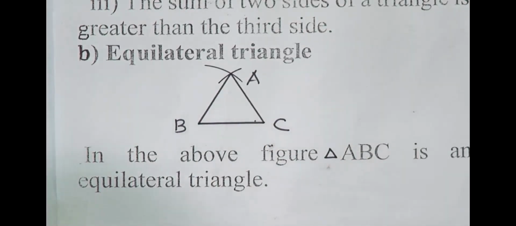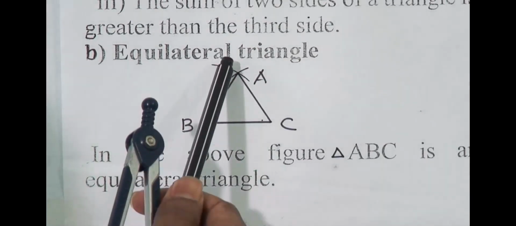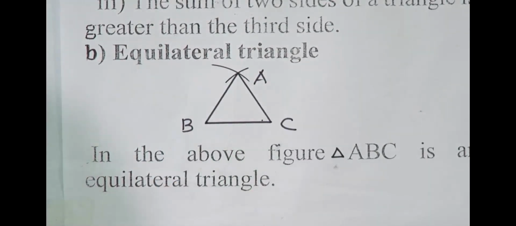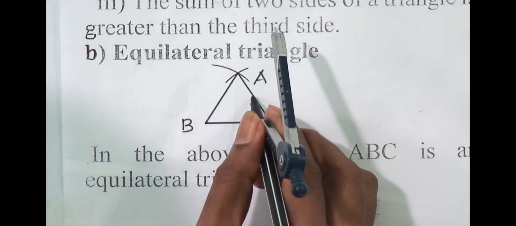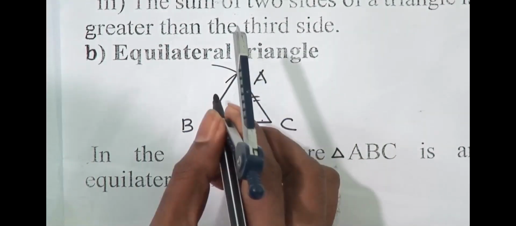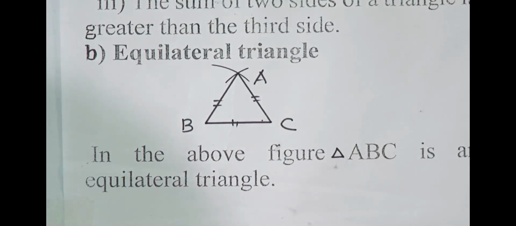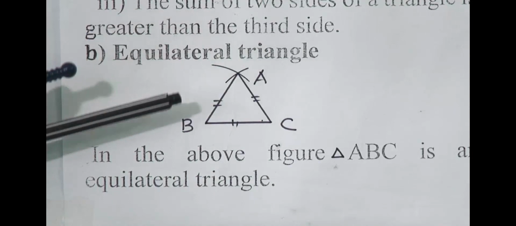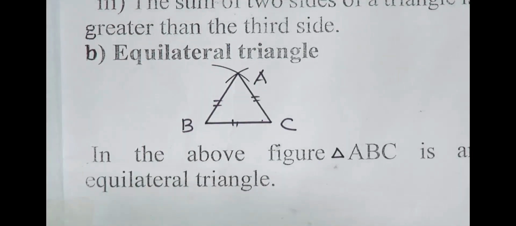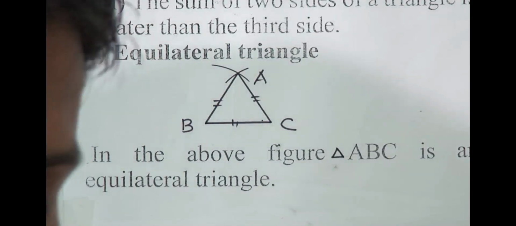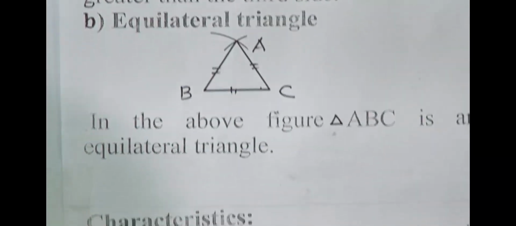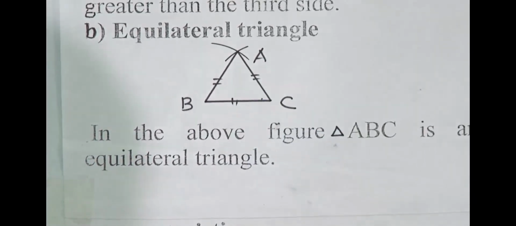In the figure, ABC is an equilateral triangle. You see AC side equals BC side equals AB side. All the three sides are equal. That means you can represent it this way: AB side equals BC side equals AC side. And you see every angle is also equal.